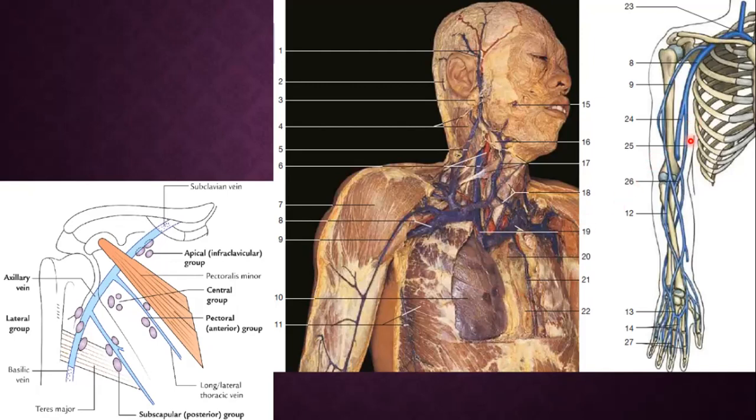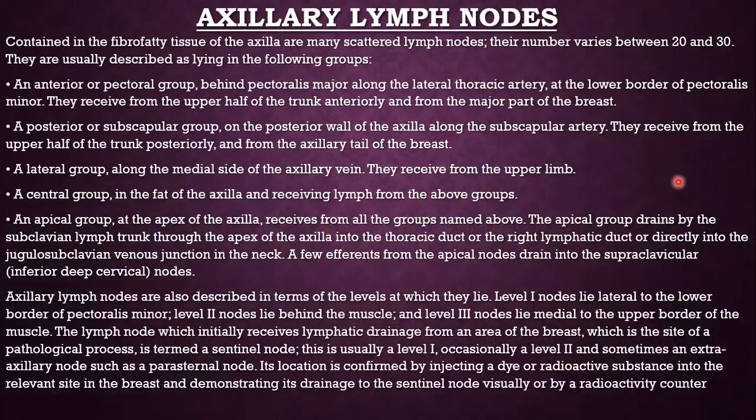The same here. Okay, this is your basilic vein. Then it is joined by the vena comitante of brachial artery to form your axillary vein, which is joined by the cephalic vein. After it has pierced the clavipectoral fascia, then it will join with the internal jugular to form your right brachiocephalic vein.